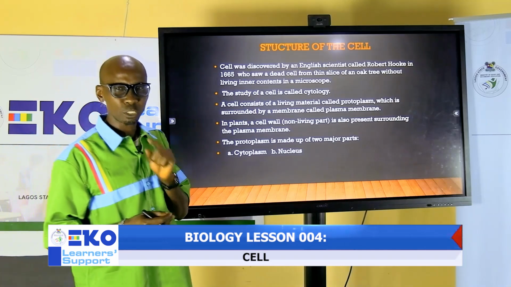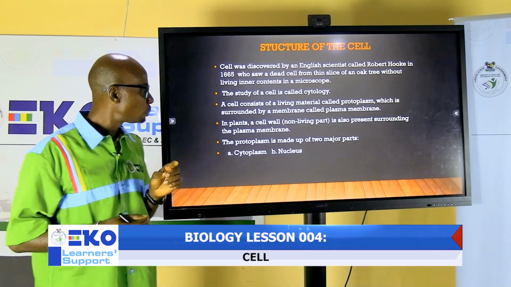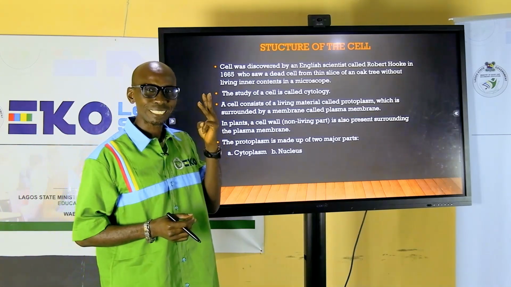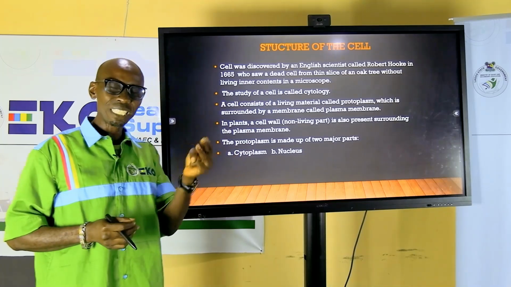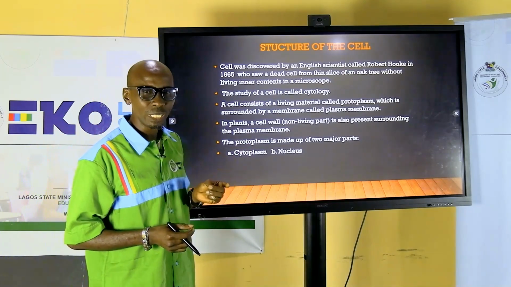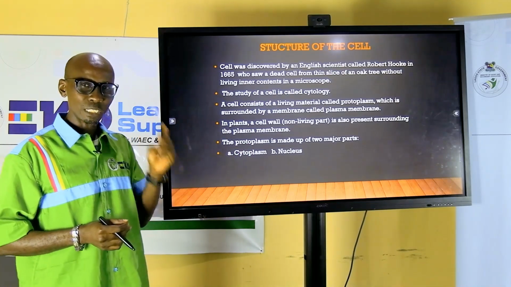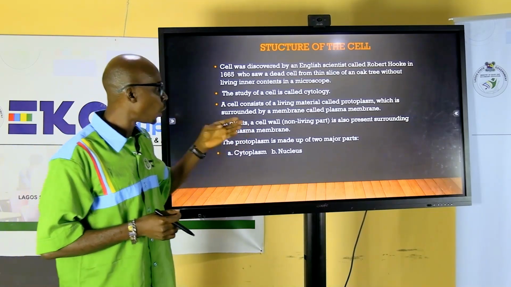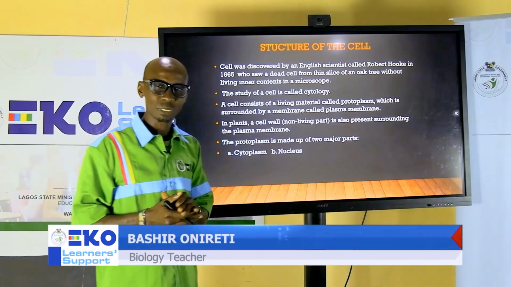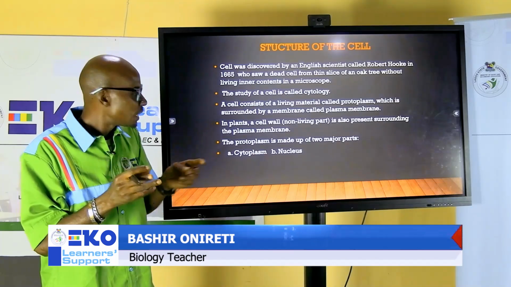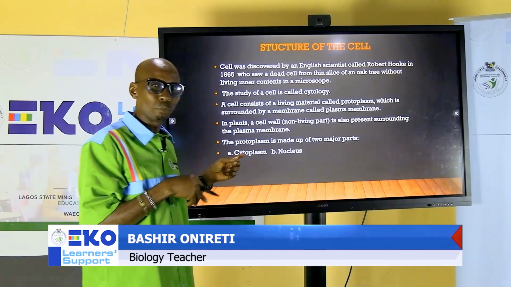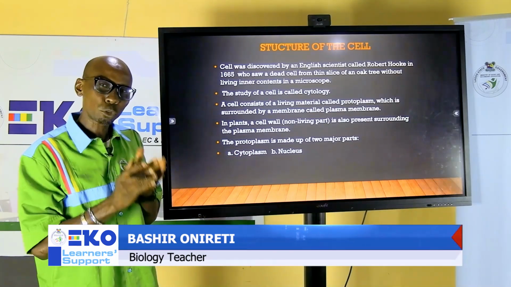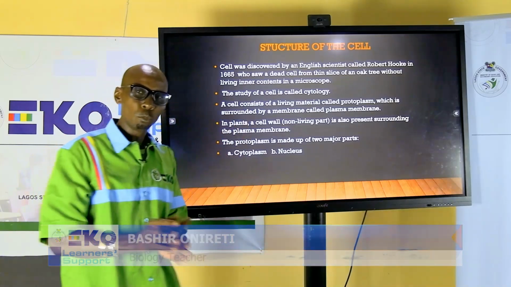Now, in some textbooks, we are told that the protoplasm is made up of 3 parts: the cell membrane, the nucleus, and the cytoplasm. Most people have argued that the cell membrane, or what we call the plasma membrane, is just a covering and is not part of the living material of the cell. That is why some exclude it, some include it.